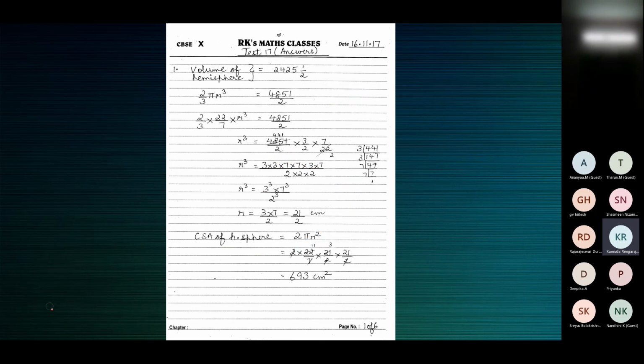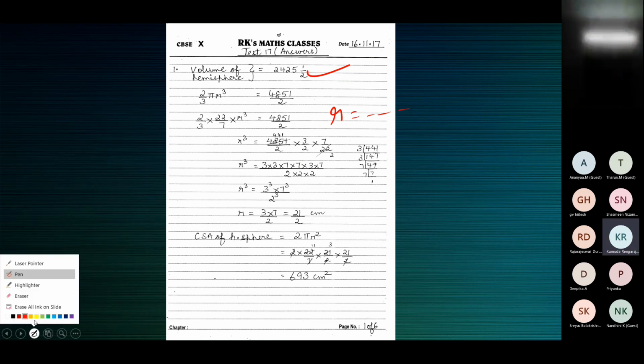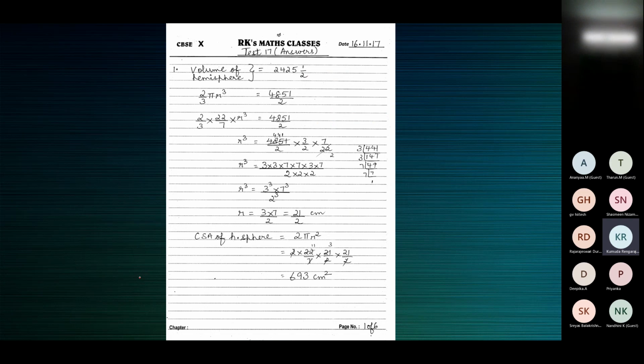In order to find the value of r, we are given this information. Either the value of r is given to you straight away, so take r equal to whatever. If it is not given, then some other information will be given, with the help of which you should find r. The question is only to find the CSA of the hemisphere, which is 2 pi r square.